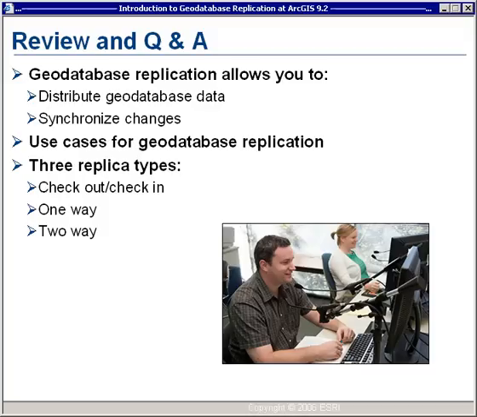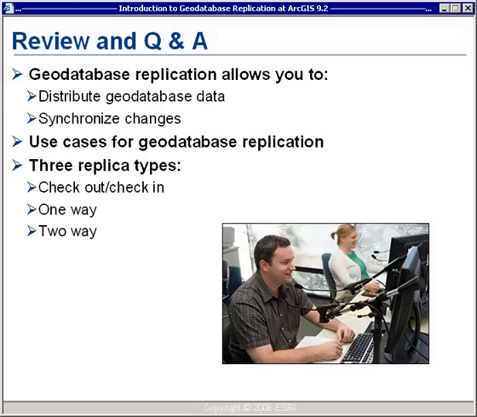Now let's take some time to review what we've discussed thus far. Geodatabase replication allows us to create copies of our data and synchronize our changes between two or more geodatabases. We've talked about some use cases for replication, and we've also introduced the 3 different replication types: checkout, check-in, one-way, and two-way replication. I'm now going to turn it over to Gary to answer some of your questions that have come in.